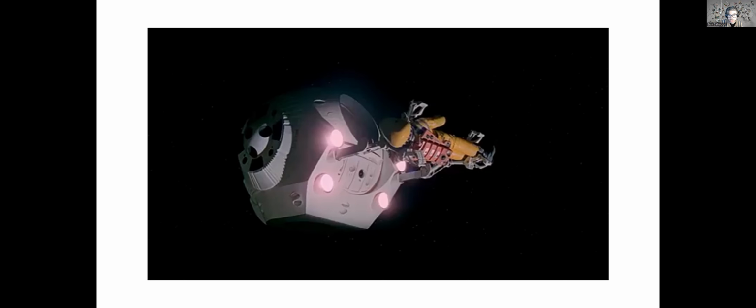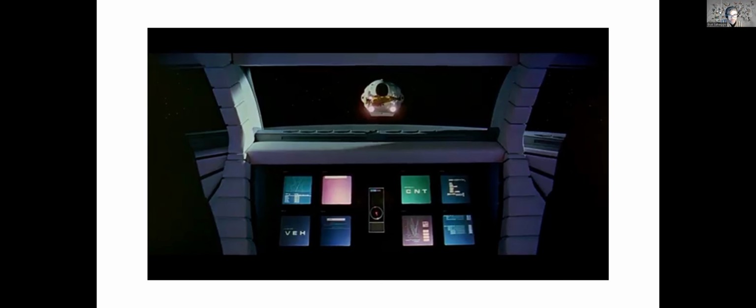This is HAL 9000 from Stanley Kubrick's 2001 A Space Odyssey, part of the general exuberance and fear of artificial intelligence at the time.